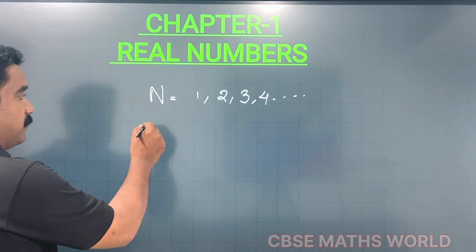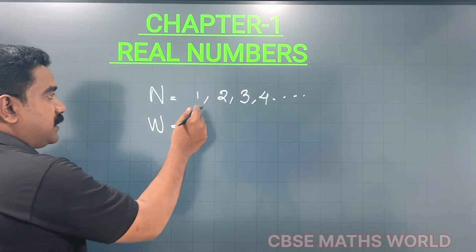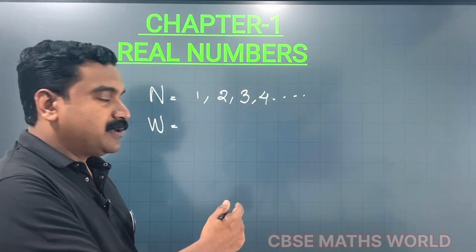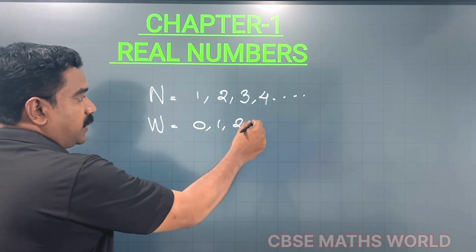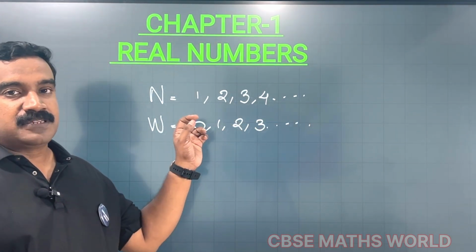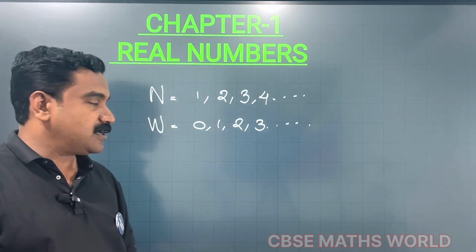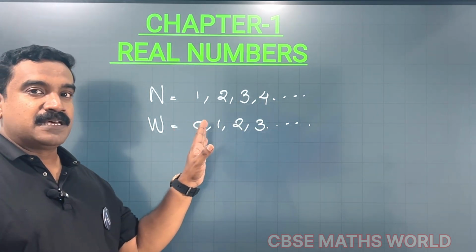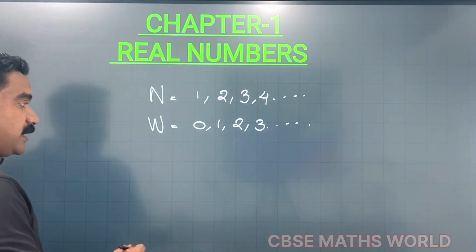Next is the whole numbers. Whole numbers are denoted with the capital letter W. What is the difference between natural numbers and whole numbers? If you add 0 in front of the 1, that is 0, 1, 2, 3, 4, etc. These are known as the whole numbers. So the first is the counting numbers or natural numbers: 1, 2, 3, 4, etc. Next is the whole numbers: 0, 1, 2, 3, 4, 5, 6, etc. Next we discuss the integers.